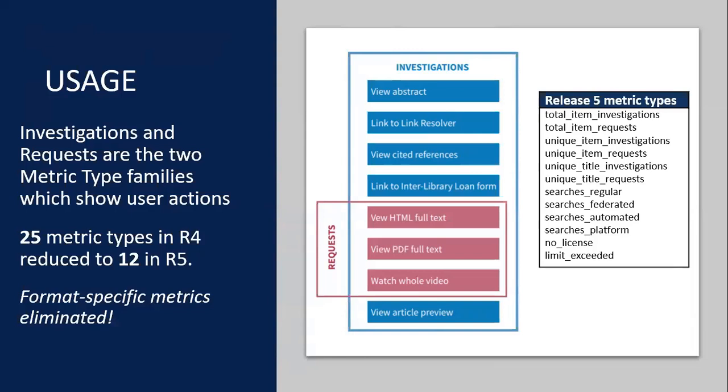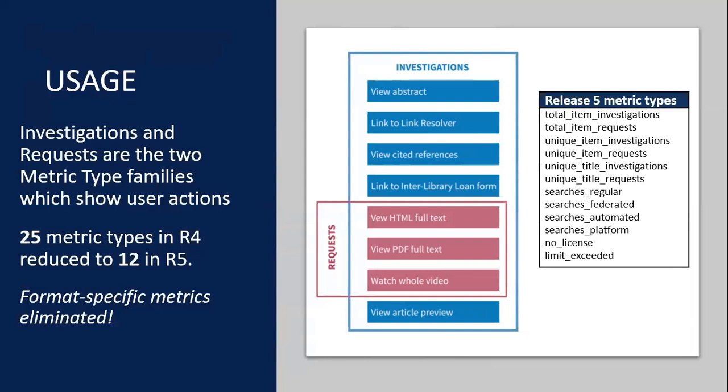And that does actually include the download of full text and so on, but requests are just a subset of the overall activity that goes on against any particular resource. However, requests are the bit that you're probably most interested in, because that's where a user actually has used a full article or actually downloaded a book section or a whole book, and that would be the area that you would traditionally be looking at. As part of reducing those metric types from 25 in R4 to just 12 in R5, we have eliminated format-specific metrics.